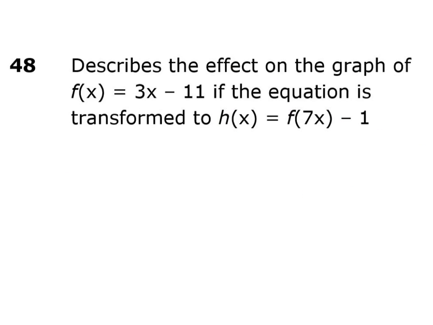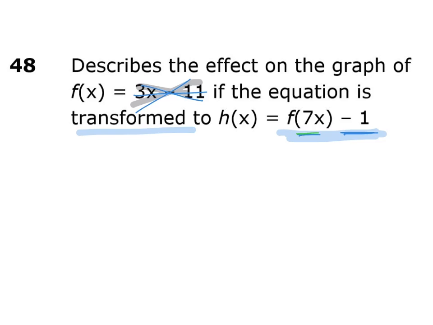Question number 48 is asking us to describe the effect on the graph of f of x equals 3x minus 11 if the equation is transformed to h of x equals f of 7x minus 1. Once again, it doesn't matter what the original equation is. What matters is what the new transformation is. So this is the only piece of information we need. This original equation, not needed. Here we can see there's two things going on. We have a number inside that's being multiplied and a number outside that's being subtracted. So there's two things we're going to focus on.